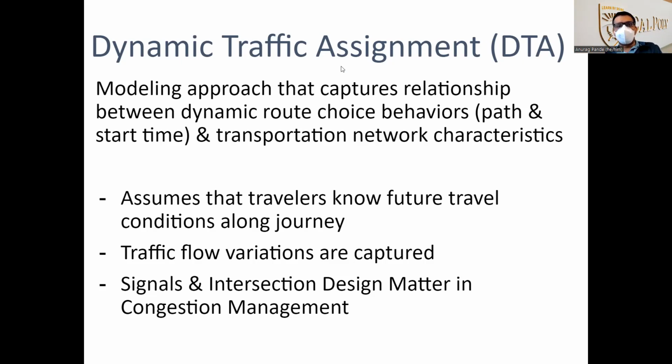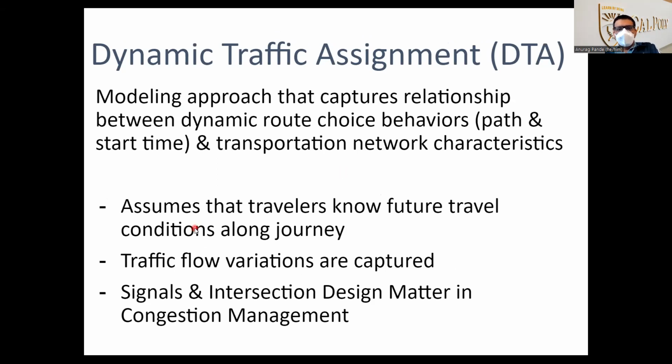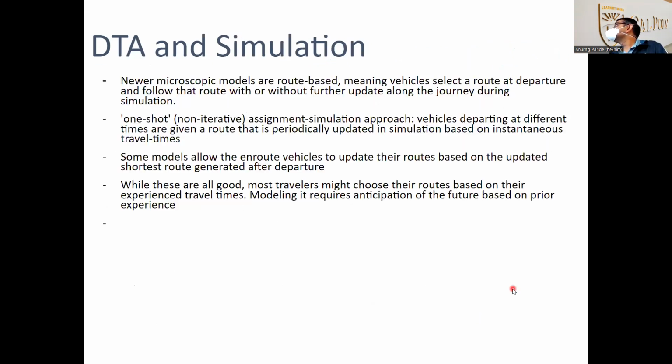Okay, and then the transportation network characteristics as well. It assumes that travelers know future travel time along the journey. You're able to capture the traffic flow variations, and signal and intersection design matter in congestion management. Okay, so if you're trying to manage congestion or flow through a congested street, you have to account for all these signals and intersection design, traffic flow variation, and the travel time.